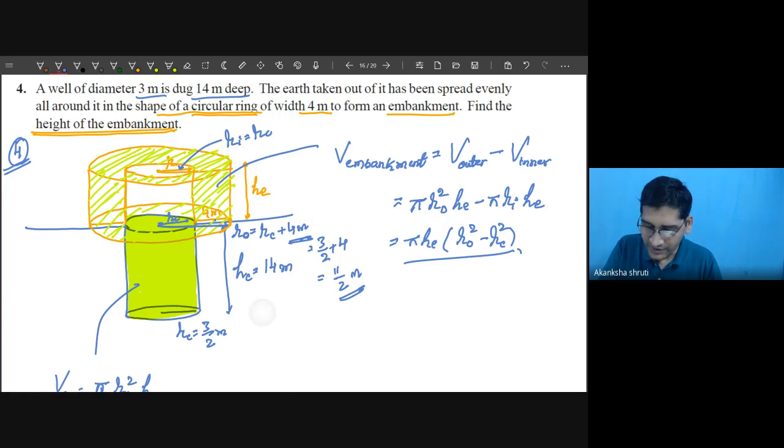So R out is 11 by 2 meter, and the inner radius for this embankment is the same as the radius of this well over which the embankment is done. Otherwise the earth cannot be hanging in open space. That will be the radius, and it is given in the question that it is uniformly distributed around the well itself. So these two volumes have to be equated.